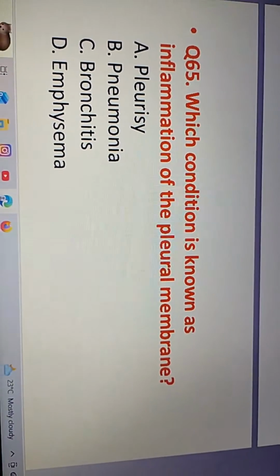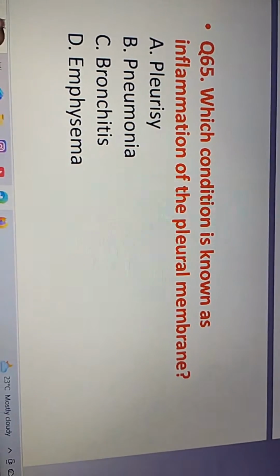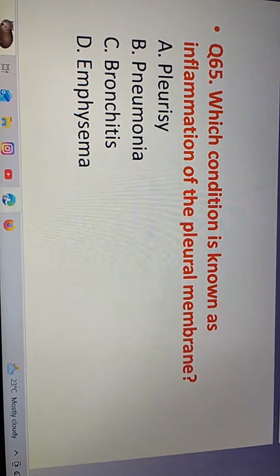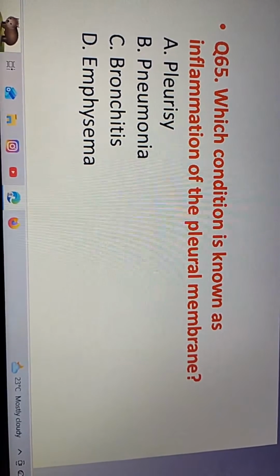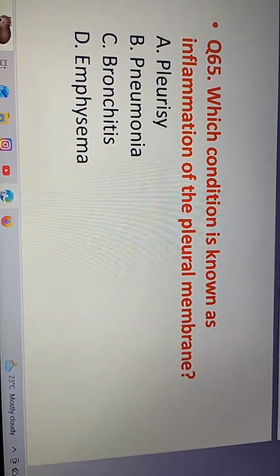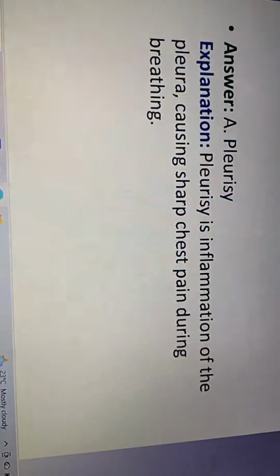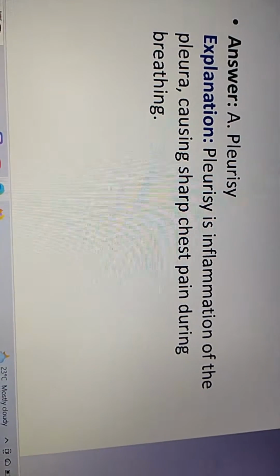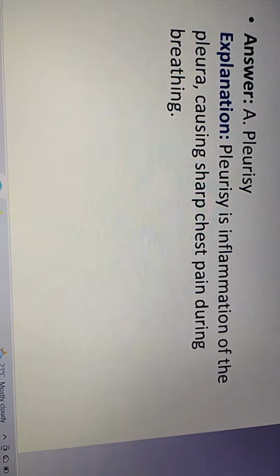Then, which condition is known as inflammation of the pleural membranes? Option A, pleurisy. Option B, pneumonia. Option C, bronchitis. Option D, emphysema. The correct answer is option A, pleurisy. Pleurisy is the inflammation of the pleura causing sharp chest pain during breathing.